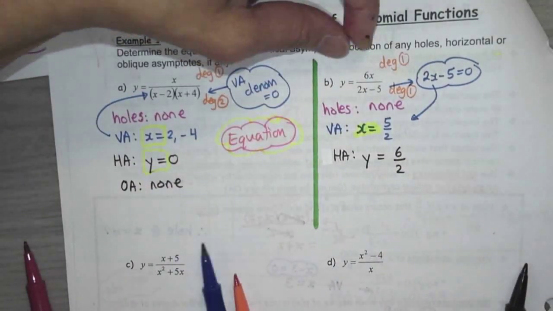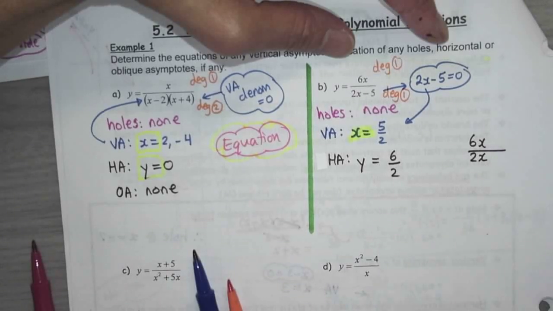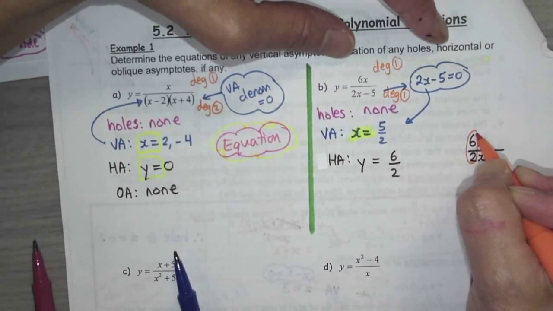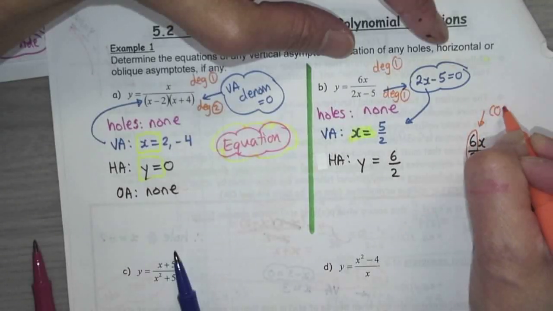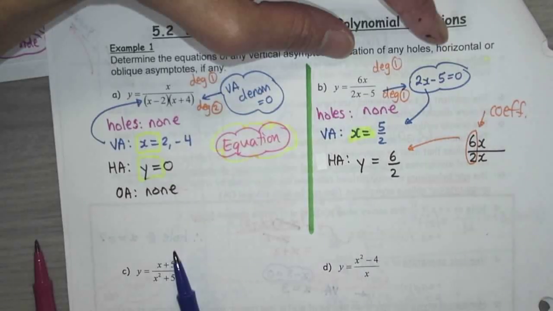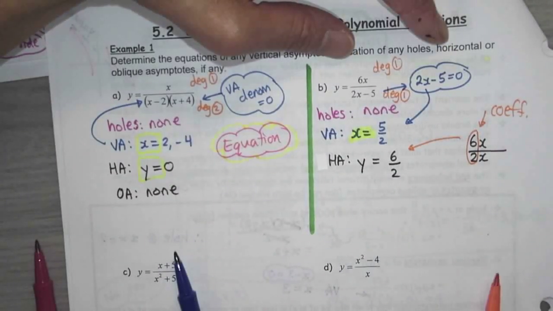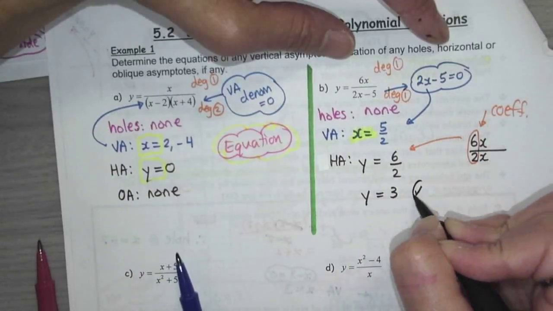over 2. Okay, and what did I do there? I went 6x, 2x, and I look at the coefficients. Does that make sense? So whatever the numbers are. And then you always reduce it. So yes, y equals 3. So reduce it, please, please.